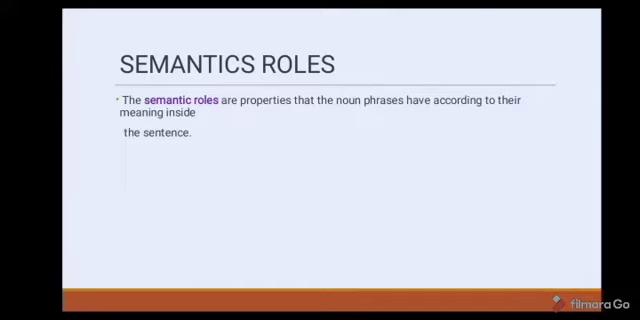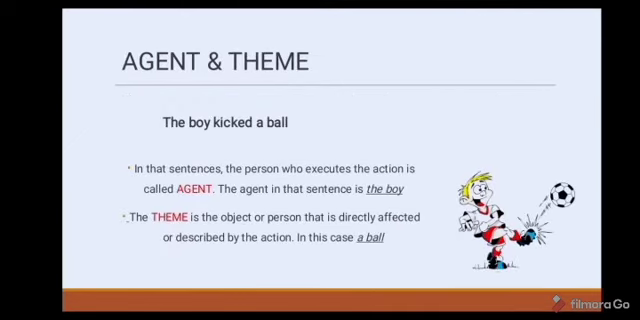Semantic rules. The semantic rules are properties that the noun phrase has according to its meaning inside. Agent and theme. The boy kicked a ball. In that sentence, the person who executes the action is called the agent. The agent in that sentence is the boy. The theme is the object or person that is directly affected or described by the action. In this case, a ball.